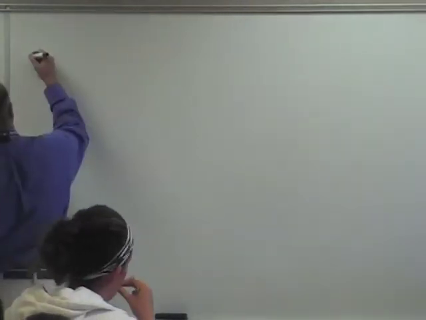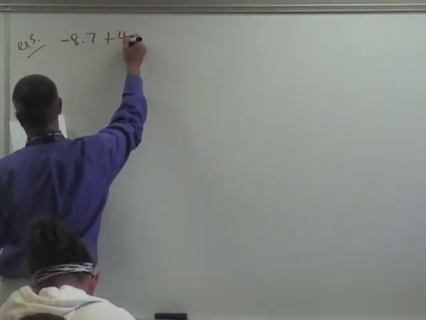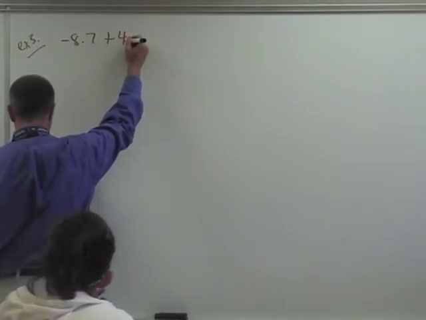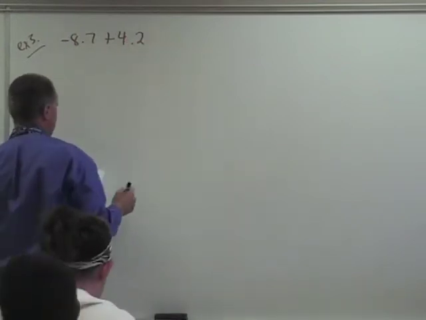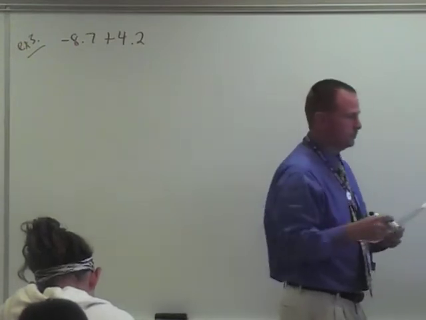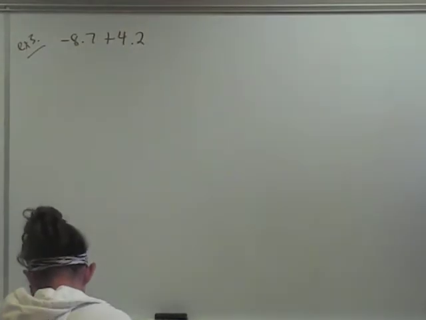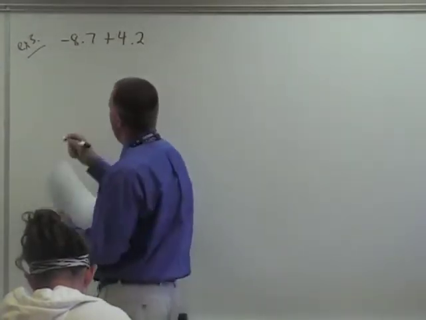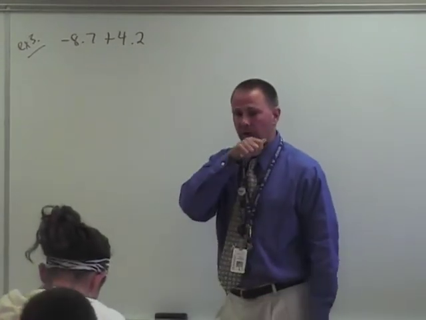They clean it, Sophie. Example 3. Negative 8.7 plus 4.2. You do not need to draw a number line for this. Okay, so now it comes down to, if you have to draw a number line because you're struggling with this, then do so.